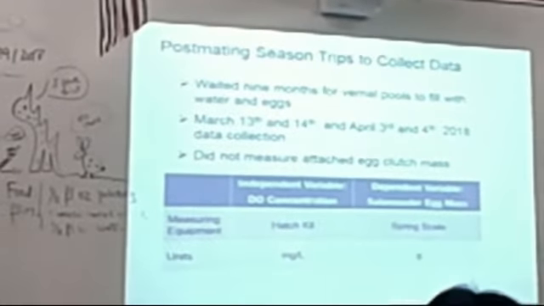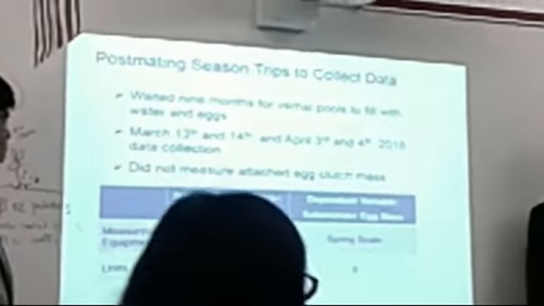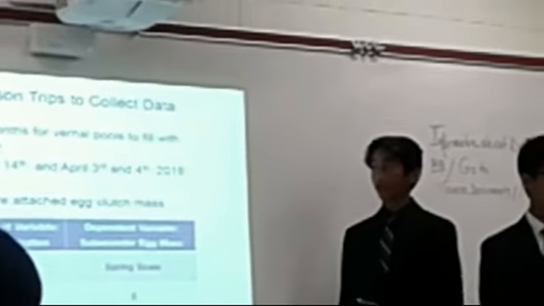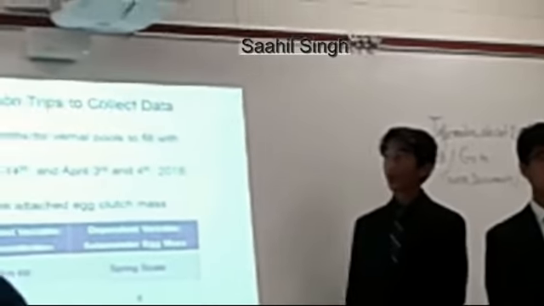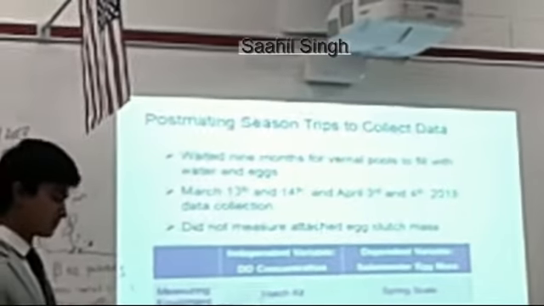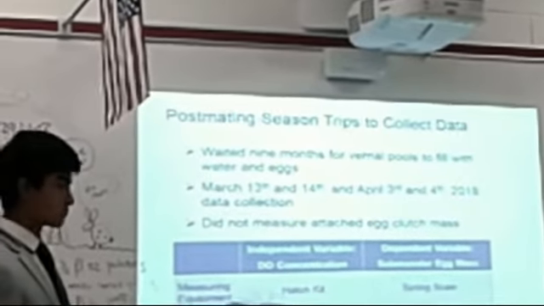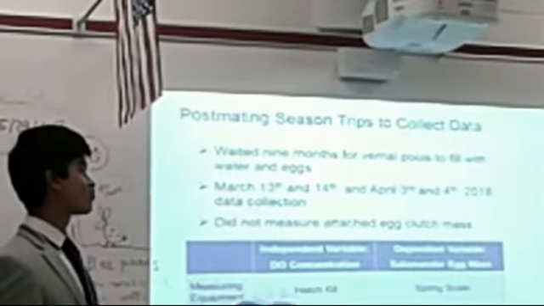After 9 months from our first visit, we visited the cells again to collect data. Our 4 collection days were March 13th, 14th, April 3rd, and 4th of 2018. The reason we waited this long was to make sure the vernal pools were filled with water, and also since it's after the mating season, the Ambystoma maculatum would have laid all their eggs.